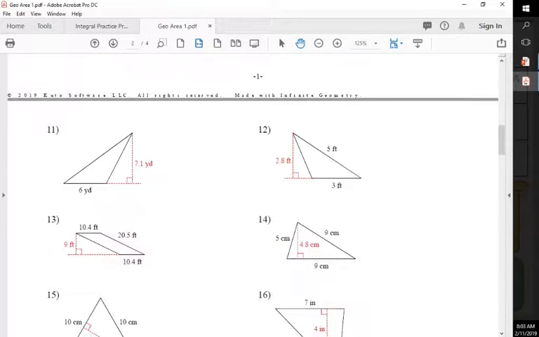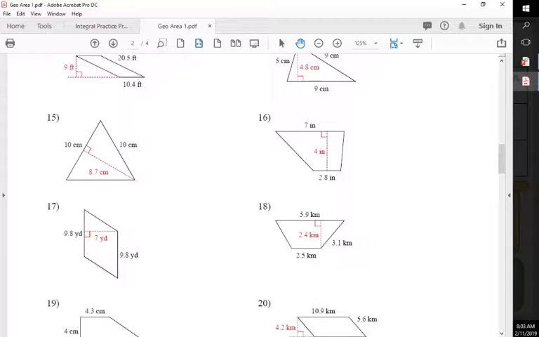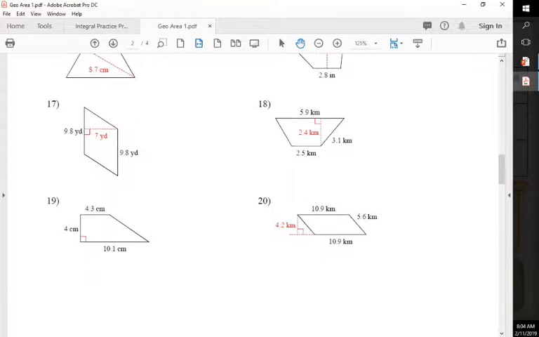But I'm going to give you a couple of these shapes for your homework quiz tomorrow, and you are going to show me that you know the formulas that you need in order to find the areas of these shapes.